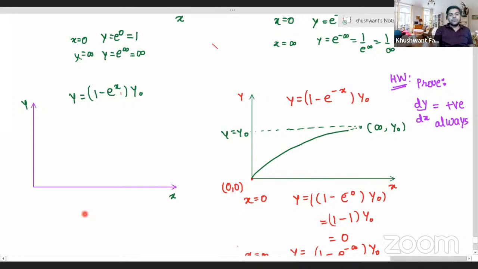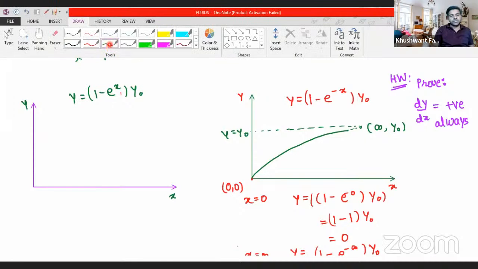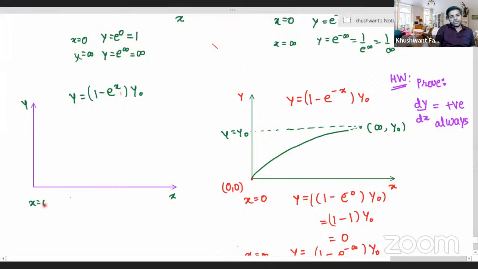Tell me what will be its value at x is equal to 0. Yes, Makesh, we'll start with you. It is at the origin, sir. Okay, let's try to solve it step by step. x is equal to 0. What will be y? 1 minus e power 0 into y naught, right? So 1 minus 1 into y naught, and therefore 0. Are we clear on this, Makesh? Yes, sir. Okay. What about the value for x is equal to infinity? Let's try to do that.